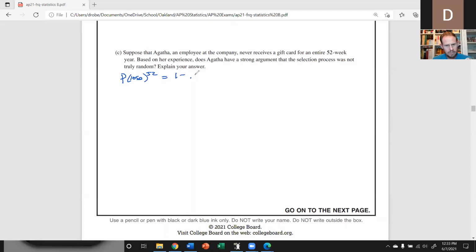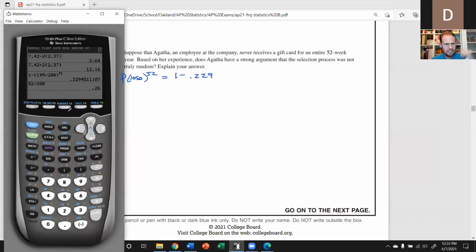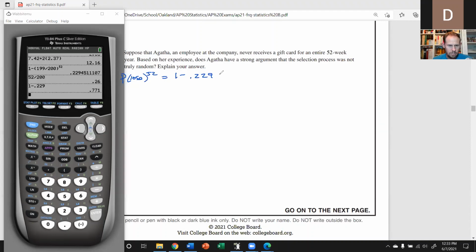It's 1 minus the points. Was it 229 is what we got when we did that? Nope, didn't go far enough. There we go. Yeah, there it is, 0.229. All right, so let's see, 1 minus that would give us 1 minus 0.229. There we go, 0.771. So the probability of this happening is 0.771. That's not exactly a small probability.